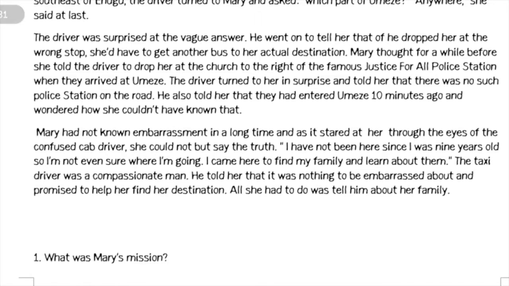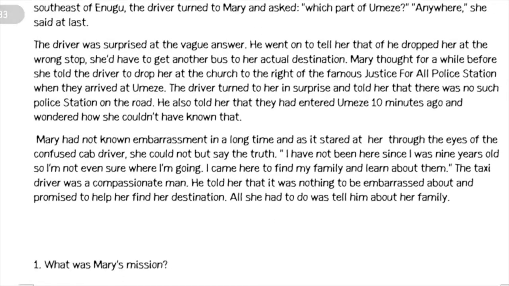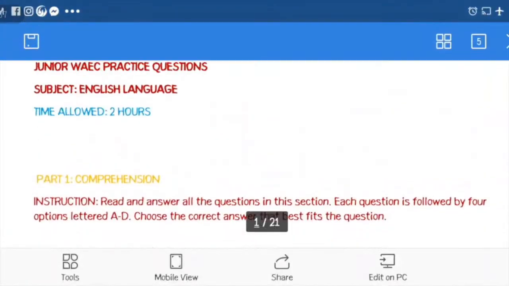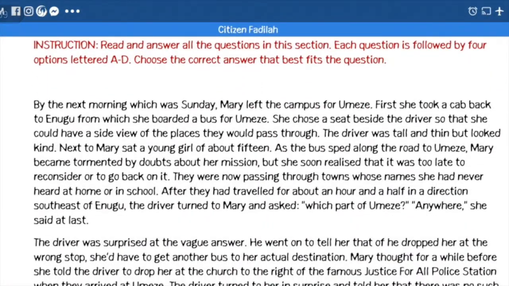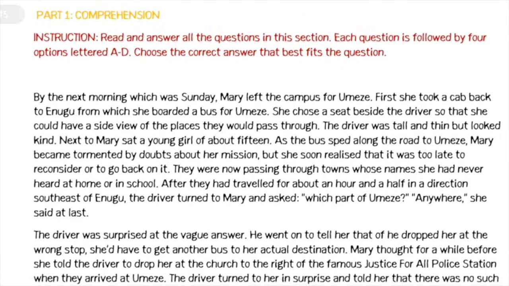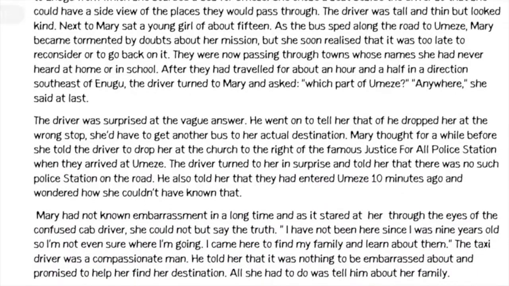What was Mary's mission? Obviously, this question is from paragraph 1, so we're going to return to paragraph 1 and see if we can find the answer. What was Mary's mission? Take another look at paragraph 1. The answer resides somewhere among those lines.